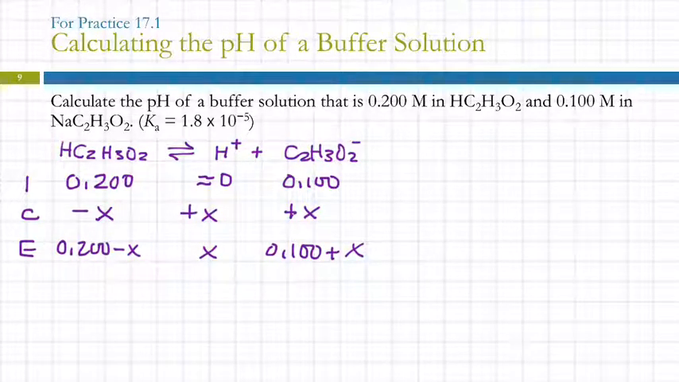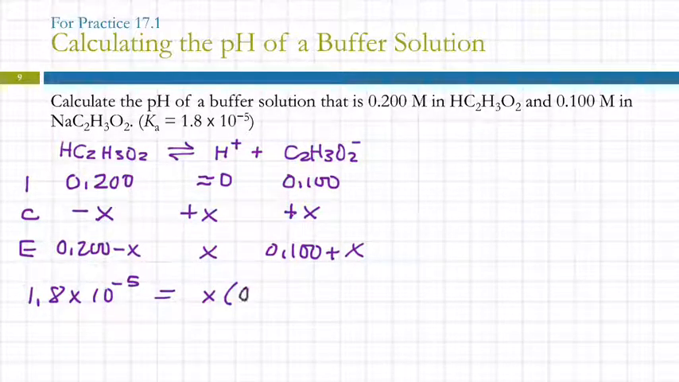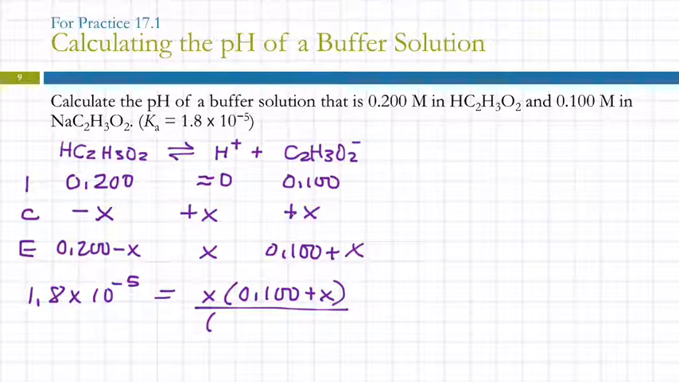We're given the Ka for acetic acid, 1.8 times 10 to the minus 5th. And so that's going to equal the concentration of the products divided by the concentration of the reactant. All the coefficients are 1, so we don't have any squares or anything like that.